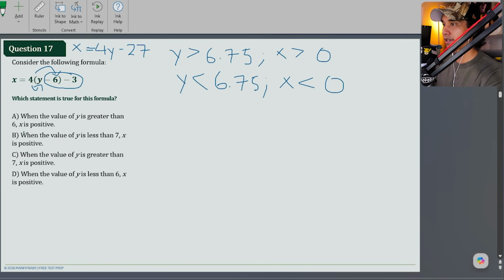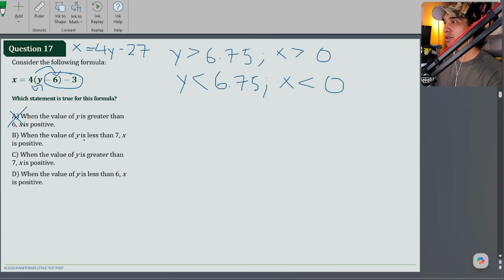Now, let's go ahead and look at our answer choices. When the value of y is greater than 6, x is positive. Well, below 6.75 is 6, right? Well, 6 gave us a negative number. And we proved that before I erased everything, that gave us a negative number. I believe it was negative 3. So A is incorrect because we yielded a negative number and not a positive one.